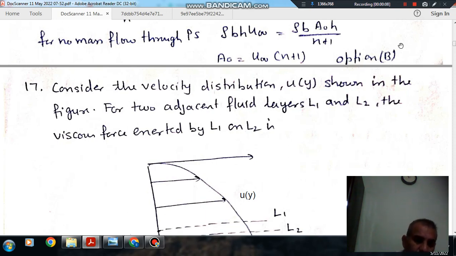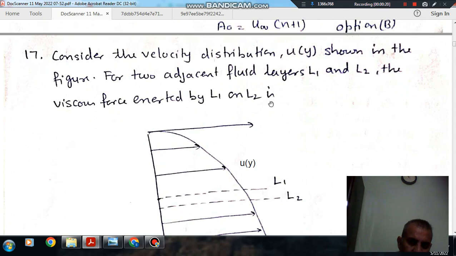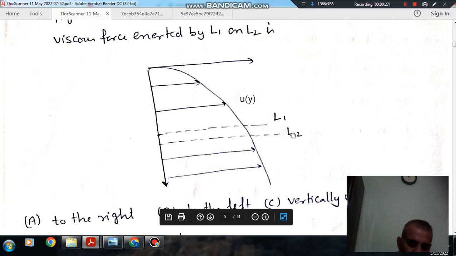aerospace engineering paper. Question number 17: Consider the velocity distribution u(y) shown in the figure. For two adjacent fluid layers L1 and L2, the viscous force exerted by L1 on L2 is. So this is your velocity profile. U is a function of y. This is L1. This is L2.